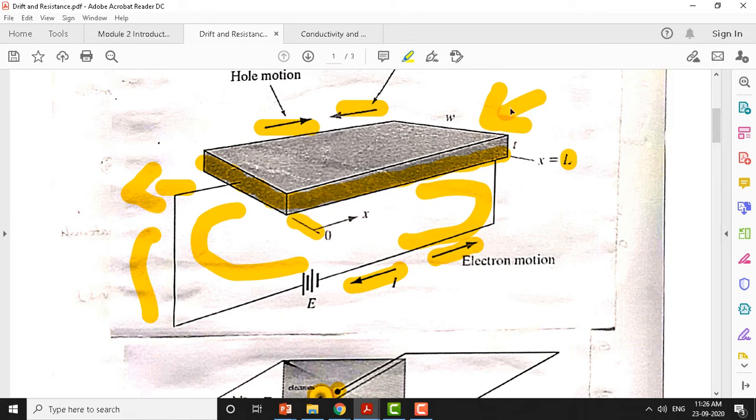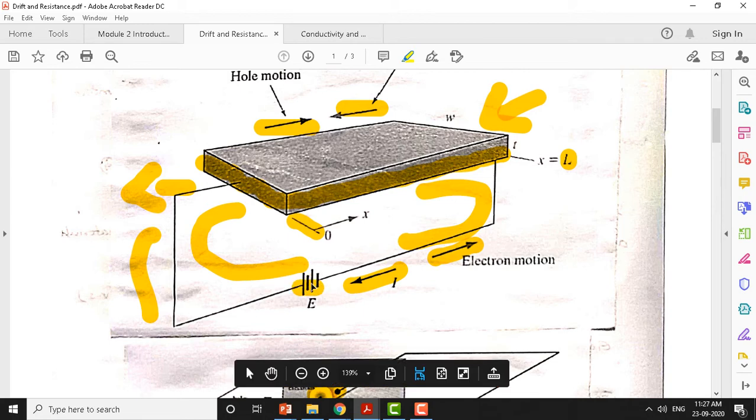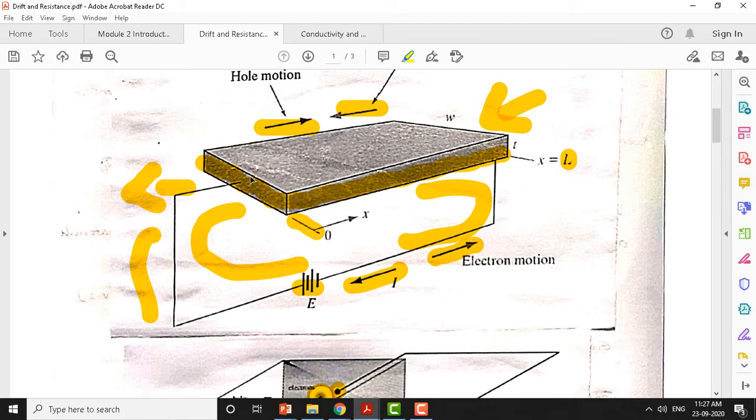That means for every electron that enters here, the corresponding electron leaves its position. Throughout this material, the electron concentration is constant. You can also explain it the other way: for every electron that is leaving here, that recombines with the holes that are entering here. That means the potential we applied here keeps supplying the holes to the electron coming out here, so that recombination happens right here.